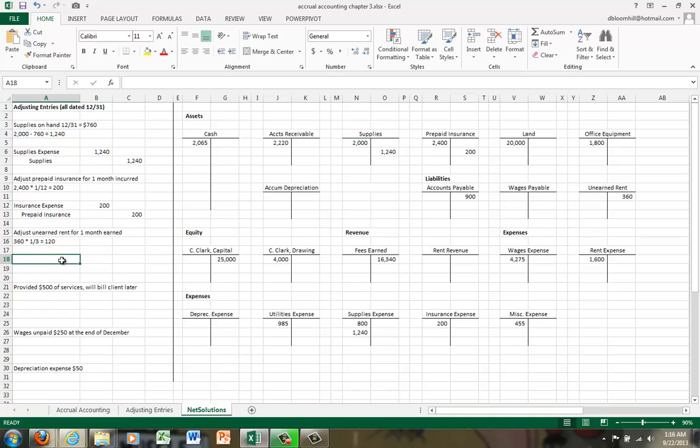We provided 1 month of services, so we're going to match that to 1 month of revenue. So the first thing that we're going to do is debit the unearned rent for the amount of the adjusting entry, $120, and then we are going to credit the rent revenue account again for the $120, because at this point, as of December 31st, we have only provided 1 month of rental services. So we're going to debit the unearned rent for $120, and we're going to credit rent revenue $120.